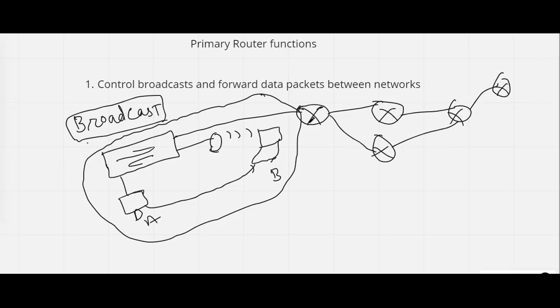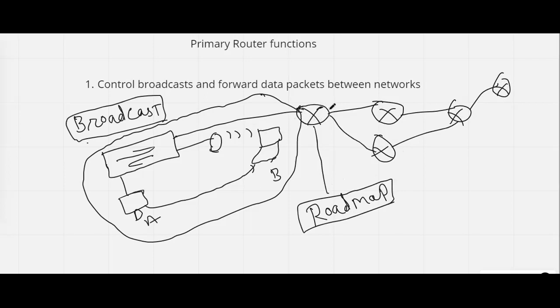What does the router keep? This road map, a road map to reach every IP address in the world. If you want to go to Google, your router knows how to get to google.com.